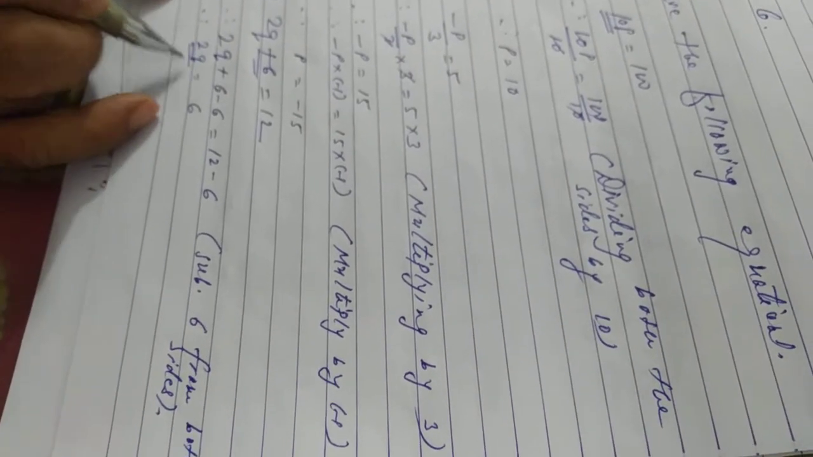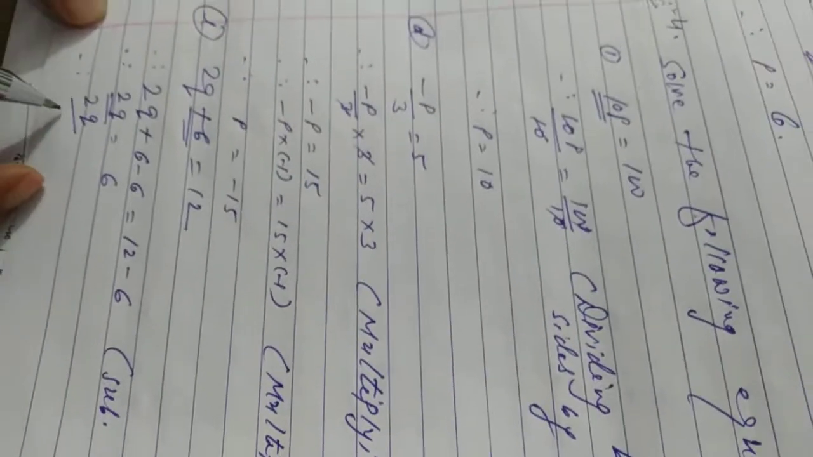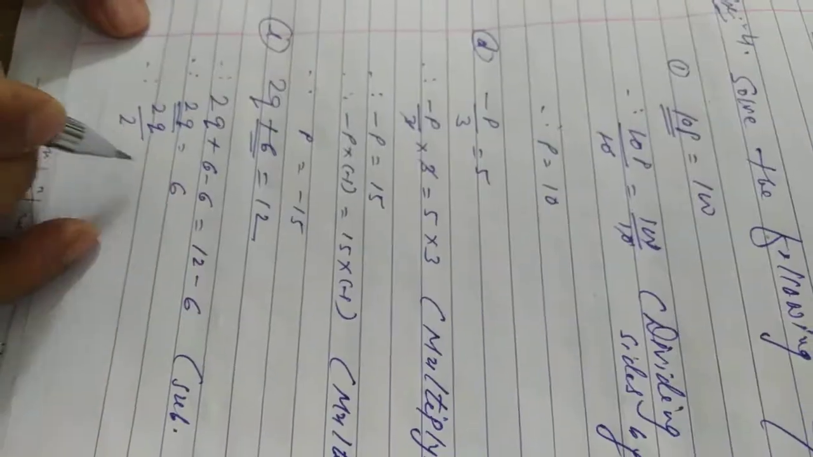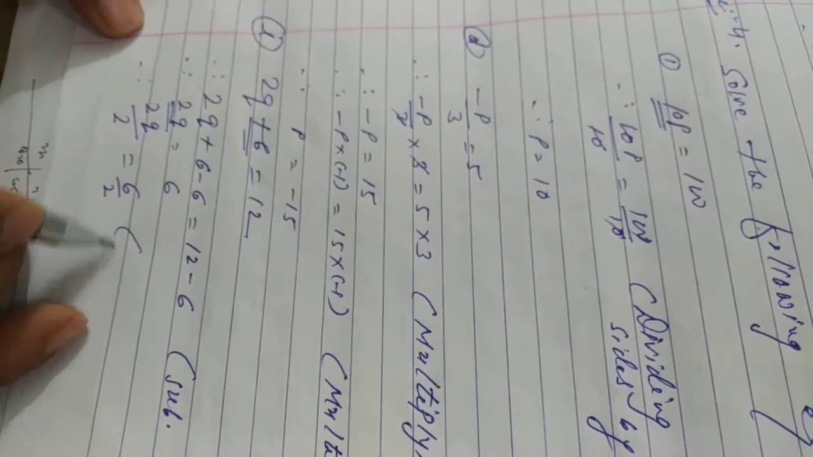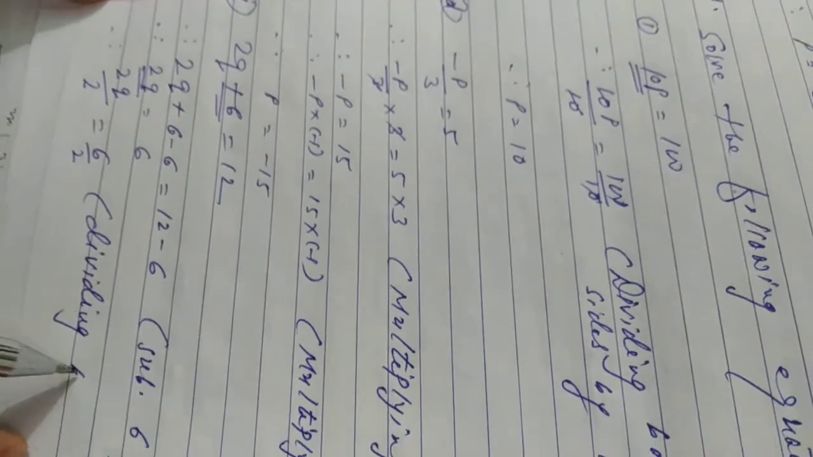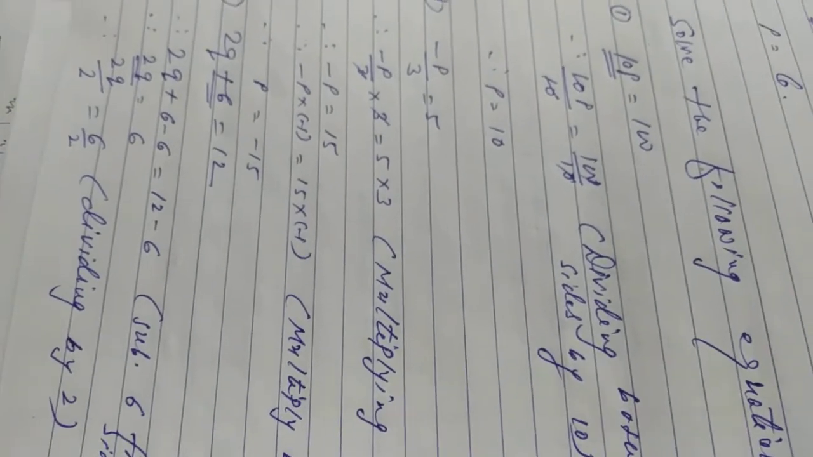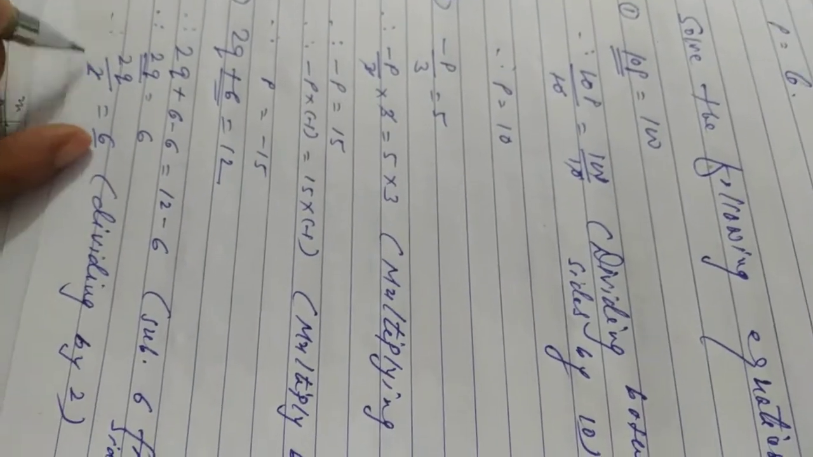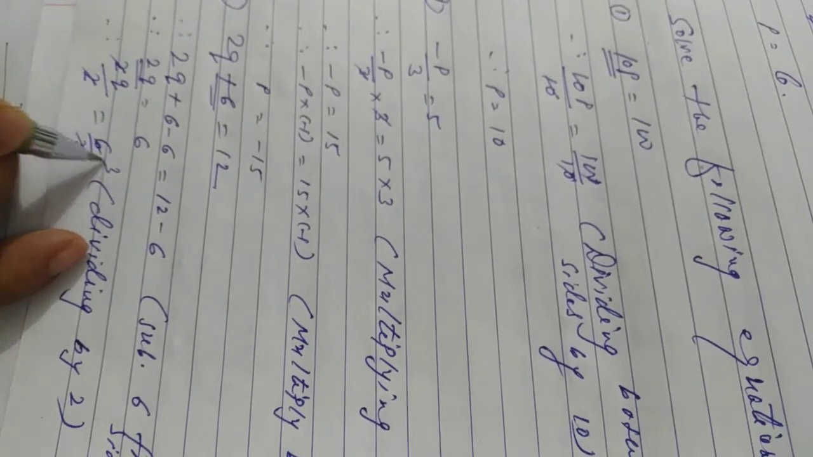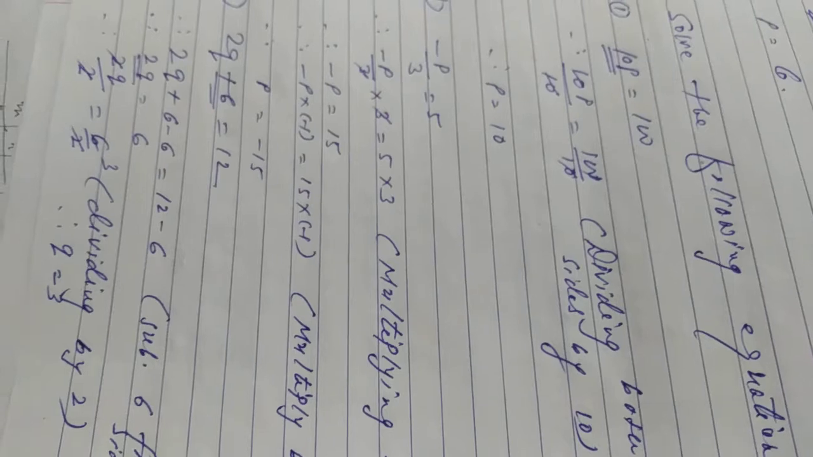Now multiplication between them. So what do we have to do? Division by 2: q is equal to 6 upon 2. So we can say dividing by 2, right? So 2 cut, 2 3s are 6, so therefore q is equal to 3.